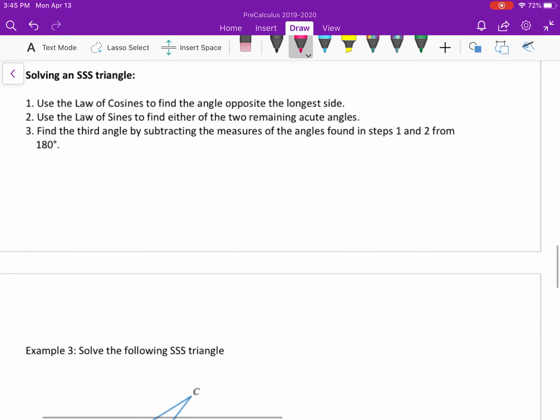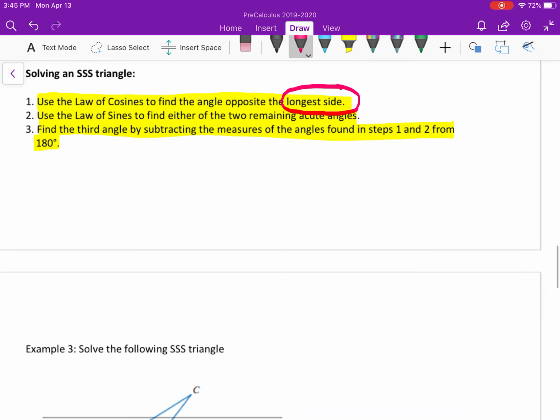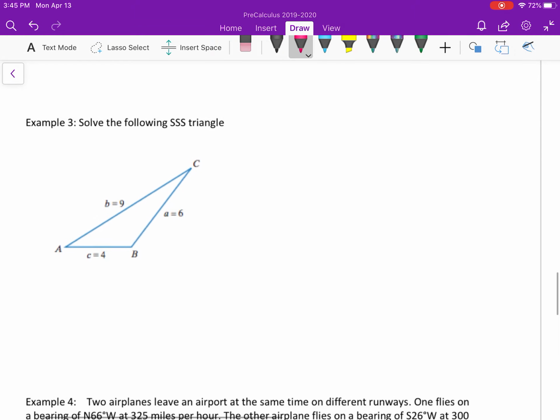For a side-side-side triangle, we will use the law of cosines to find the angle opposite the longest side. Important. Then use the law of sines again, so that's always going to be step 2, and then step 3 will be the third angle, same thing that we just did. All right, so those are our steps.